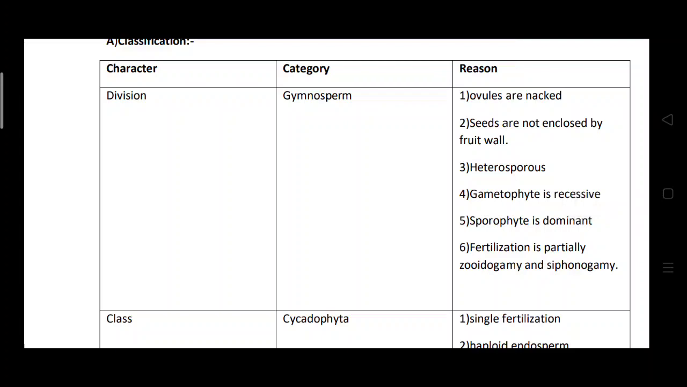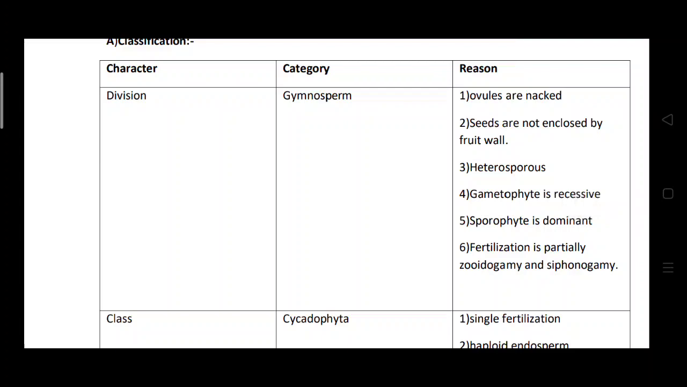If you see the apple seeds, or if you see the example of the lemon plant, in the fruits of lemon the seeds are at the center and covered by the fruit wall. Generally this is present in the angiospermic plants, but in gymnosperms these seeds are not enclosed by the fruit walls.